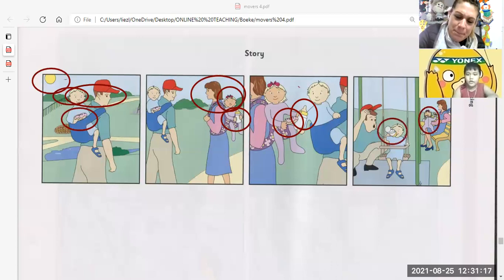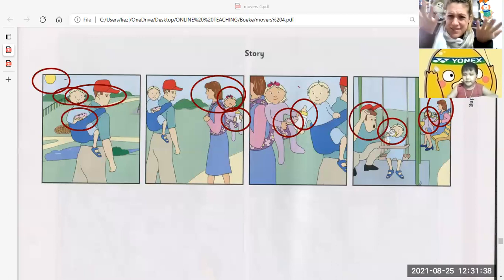And Tom? And Tom is drinking the milk. The mother is looking at the cake. Tom's father is looking at the milk. They don't understand.